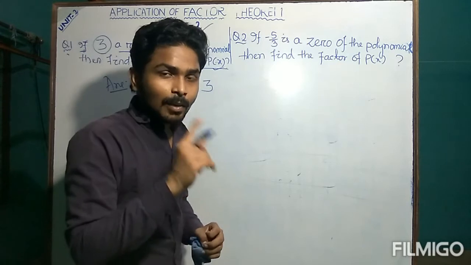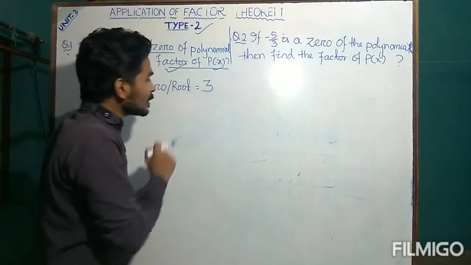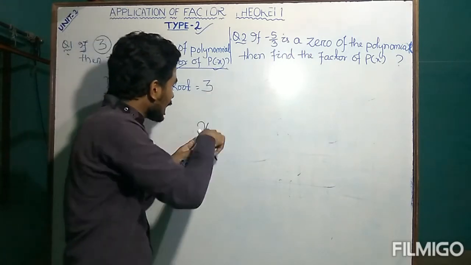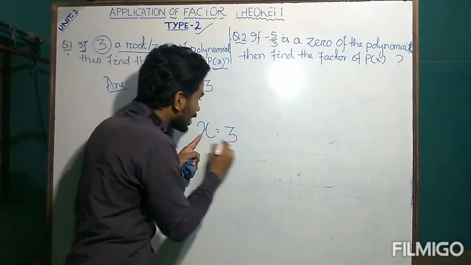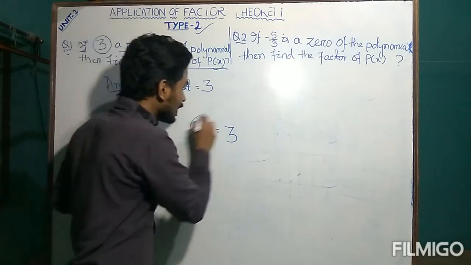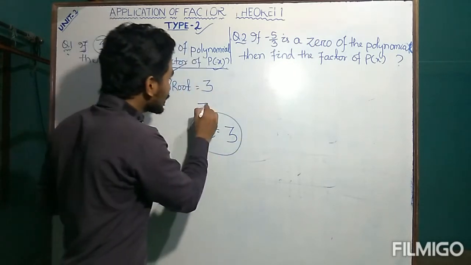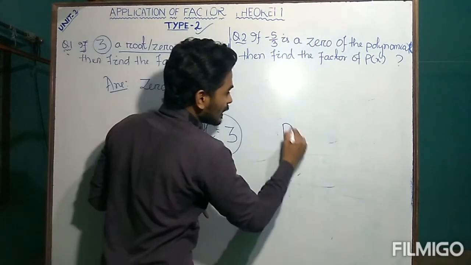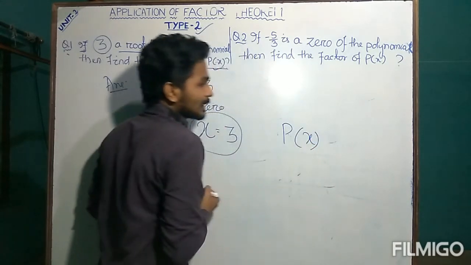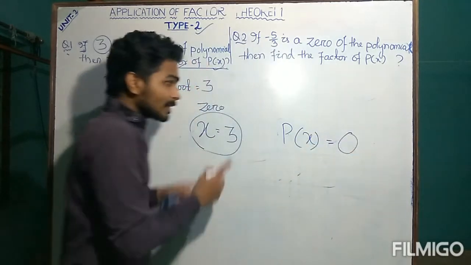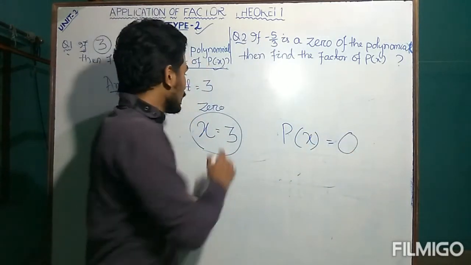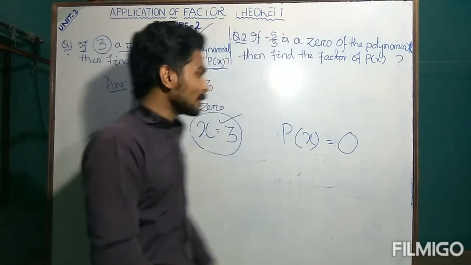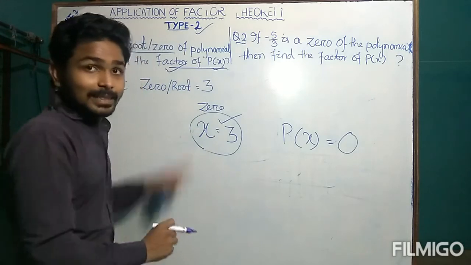Again I am saying, what is the meaning of zero? The meaning of zero is the value of the variable. Here the variable is x, so the value of the variable for which the total polynomial P of x is equal to 0. This is the definition of zero: the value of the variable for which the total polynomial is 0. That means this is the zero that is given here.